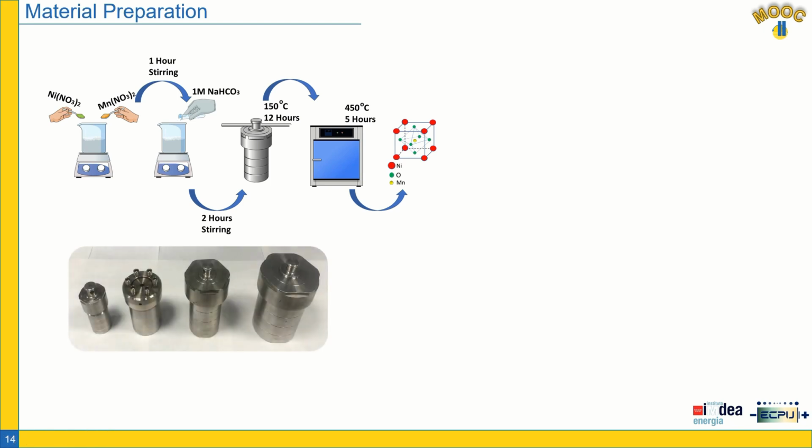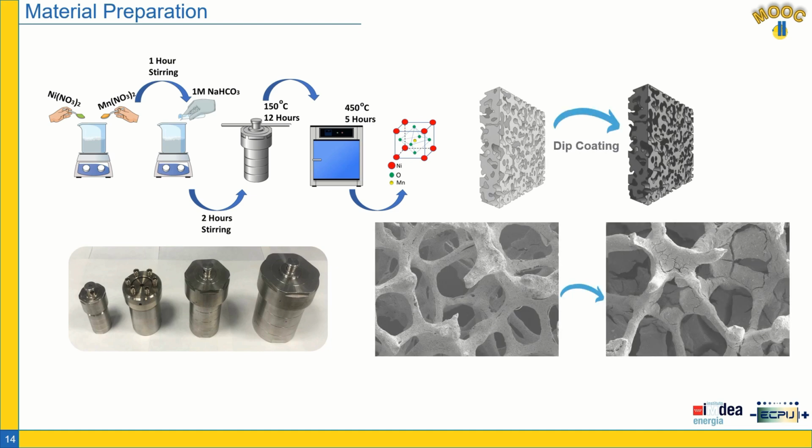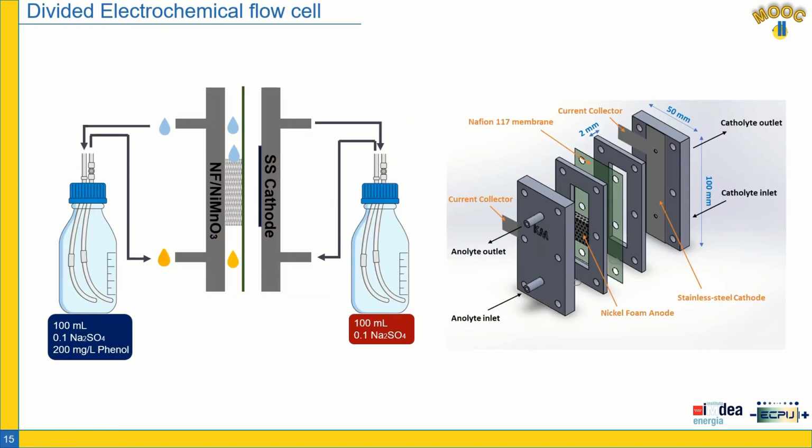nickel manganese oxide. In order to produce electrodes, we need a higher amount of material, so we need to scale up this process, and from those materials we prepared the electrode. As I told you, we used nickel foam as a substrate, so by dip coating, we submerge the nickel foam in the ink that we prepare from these materials. We have nickel foam alone, and nickel foam covered with nickel manganese oxide.